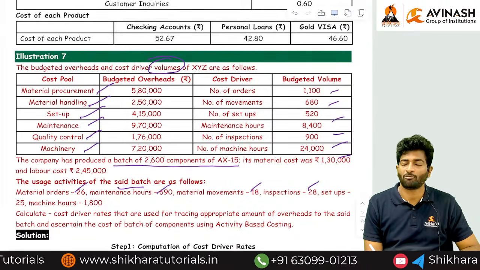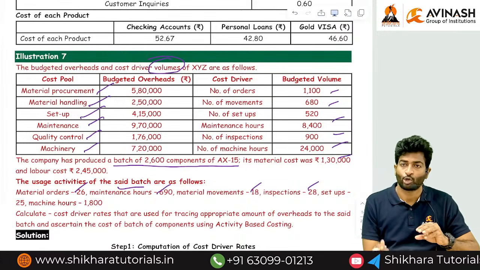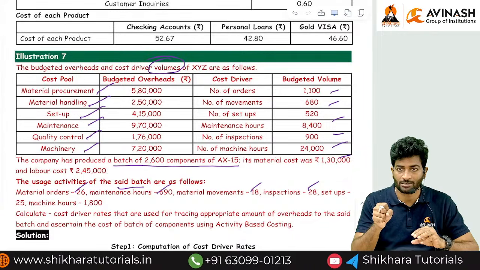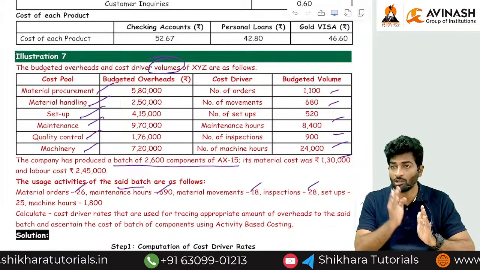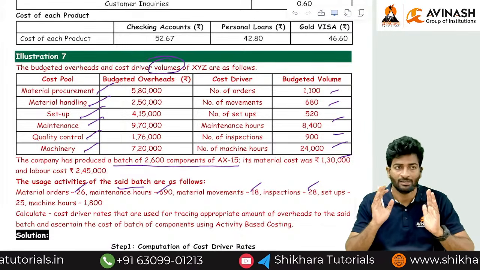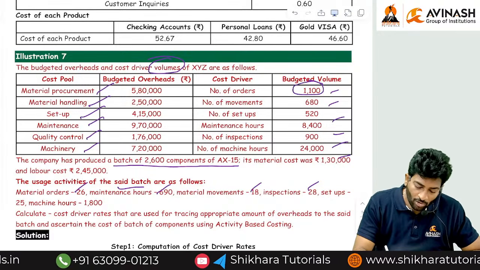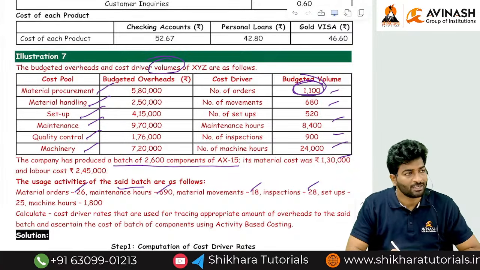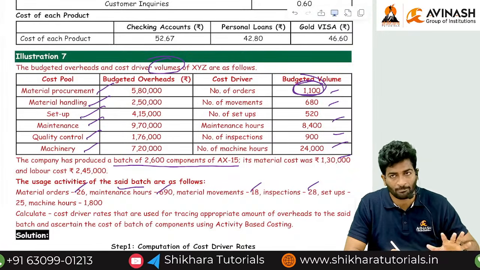Please remember, when I was explaining the concept of ABC system, I told you total resources should tally with the total resources consumed by all the production departments P, Q, R. So if you have, say for suppose, 1100 orders as the total orders, it is nothing but 1100 orders placed by the entire factory.